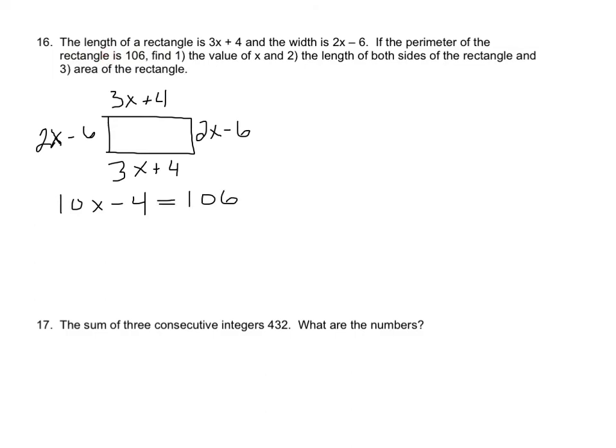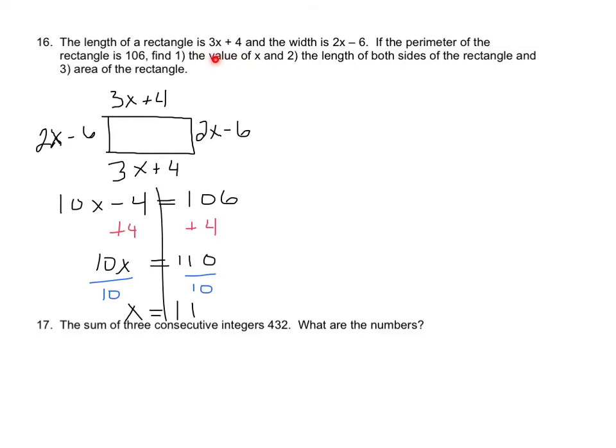Okay. Now we're going to solve for x, so we will split the sides. We're going to add 4 to both sides. And we get 10x equals 110. Divide by 10. And we get x equals 11. Okay, so the value of x is 11. Alright, so we did that. It said find the value of x. Done. Now, the length of both sides of the rectangle, so we need to find the length and the width.